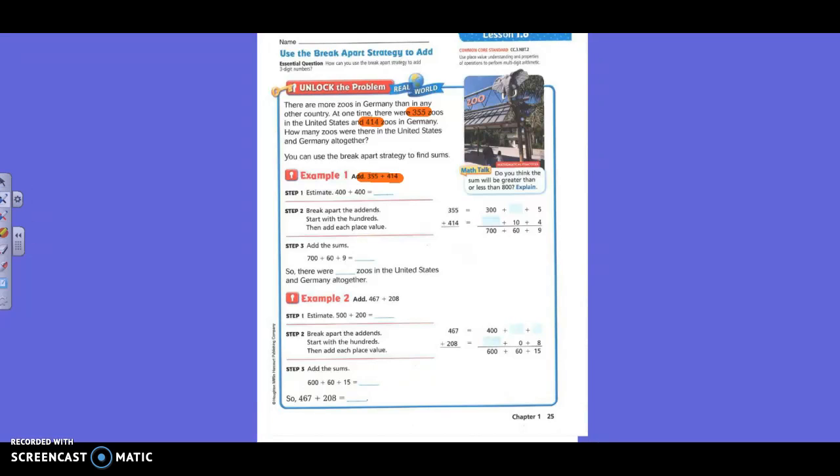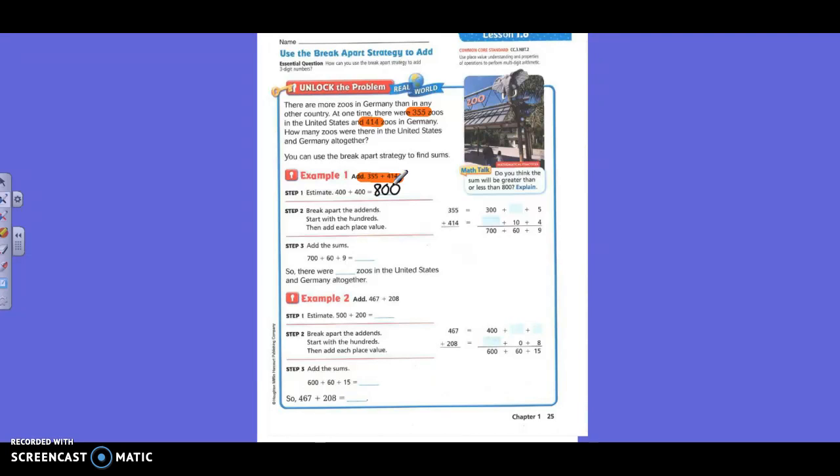First, I want you to estimate. Estimating is like rounding. They rounded 355 to the nearest what, if they got 400? The nearest 100. And then 414, they rounded that to the nearest what? 400. They rounded it to the nearest 100 also. So we have 400 plus 400. What's the answer to 400 plus 400? Write that down, please. 800.